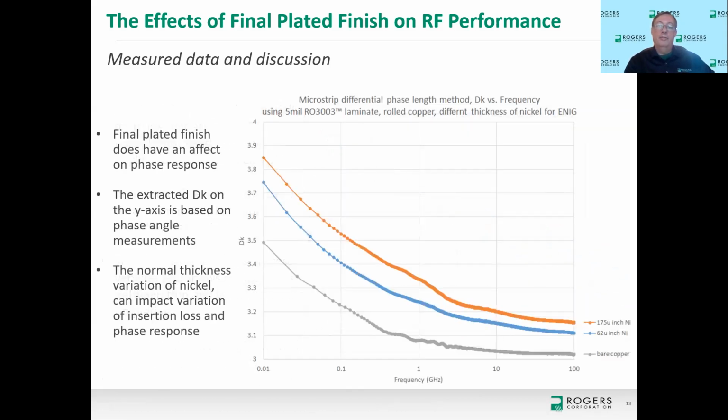Something else to consider is the phase response of final plated finishes. The y-axis in this case is the extracted dielectric constant using the microstrip differential phase length method. Again, I'm using the 5 mil thick RO3003 material with rolled copper. And the test method is such that I will make microstrip transmission lines, 50 ohms, and they're identical in every way, except I'll have one circuit that's short in length, another one that's long in length. And then from that, I can measure the phase angle, get the effective dielectric constant, and then do some other things to get the extracted dielectric constant. And that's what's shown on the y-axis.